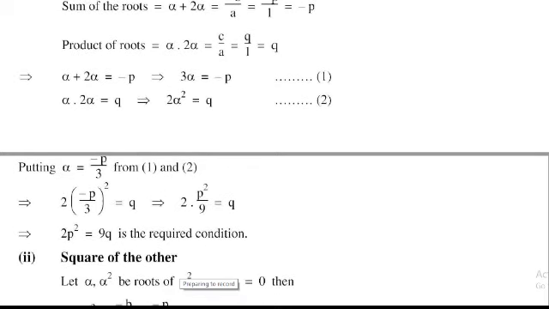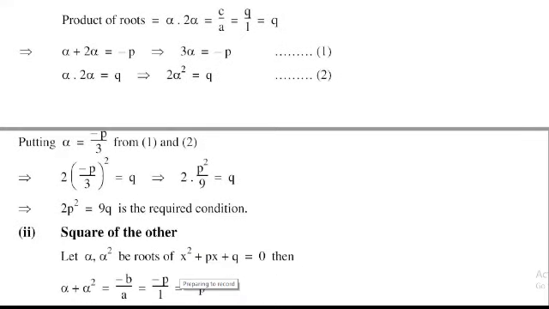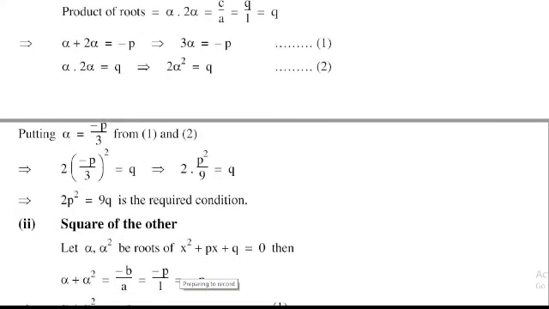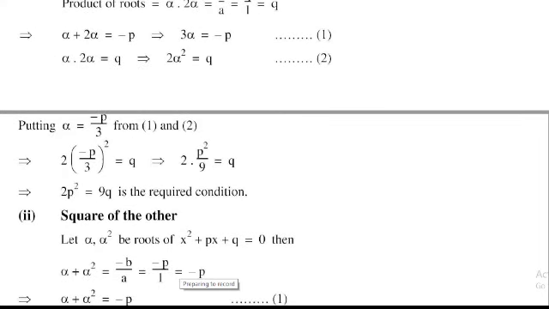Next, part number 2, that is square of the other. Let alpha and alpha square be the 2 roots of x square plus px plus q is equal to 0. Here the coefficient of x square is equal to 1, the coefficient of x is equal to p, and the constant is equal to q. So sum of roots, that is alpha plus alpha square, is equal to minus b over a, which is equal to minus p divided by 1, which is equal to minus p.